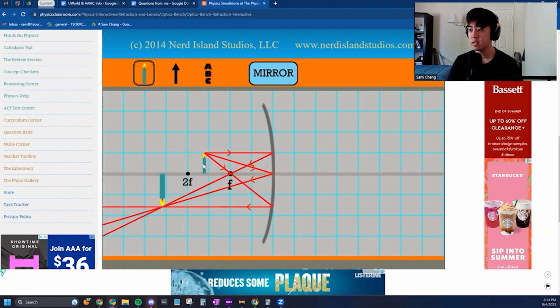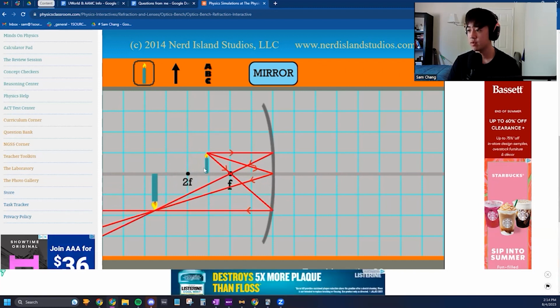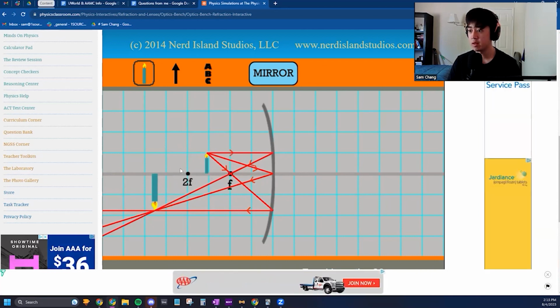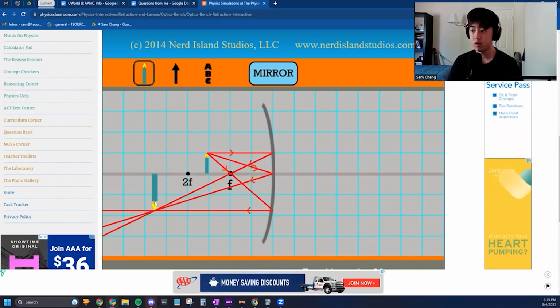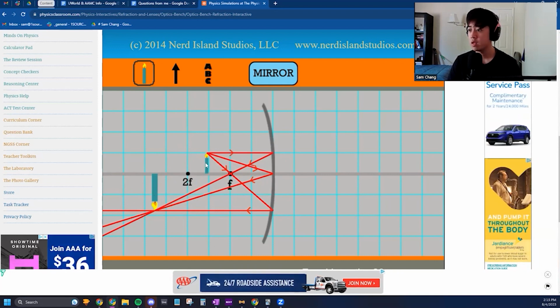If you were to move the object to the second region, in between the focal point and the center point, then the image becomes farther away, like over here now. So it's larger, which is what you'd expect with the mnemonic, but it's also inverted and real.